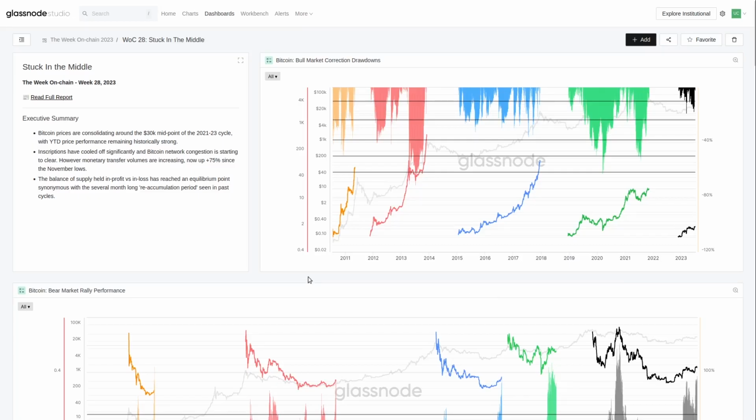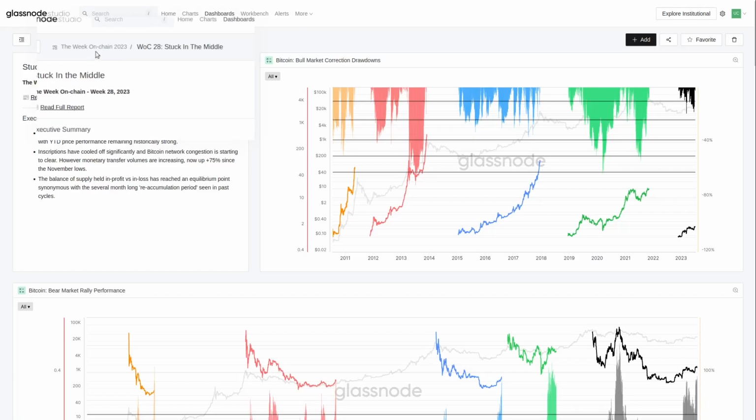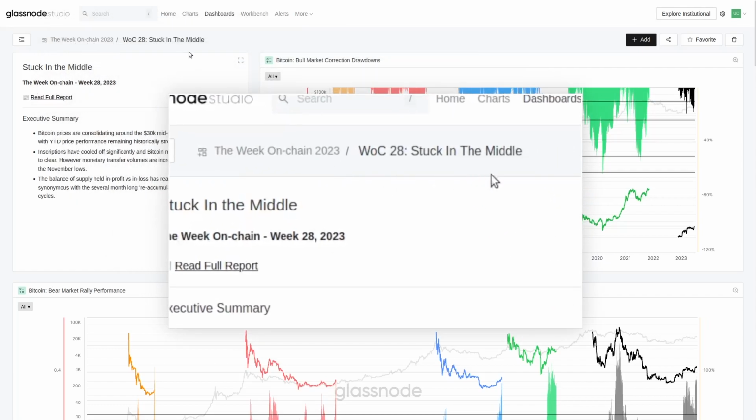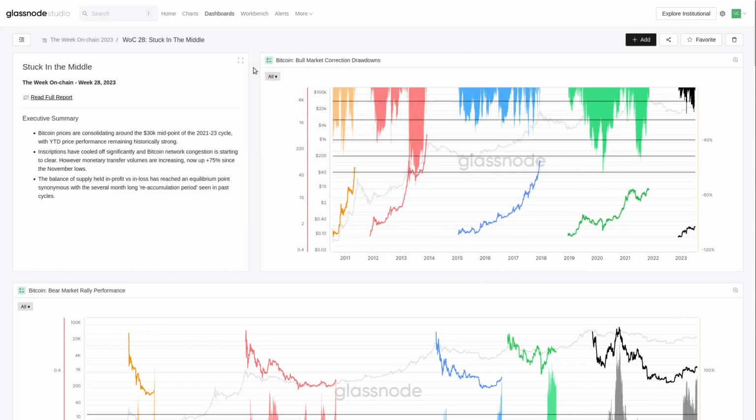Okay, so as I mentioned, we're going to start by looking at price performance. And here we are in our Week On Chain dashboard. By the way, you will find all of these underneath the Week On Chain category inside your Insight dashboard. So you'll be able to get access to all of these dashboards live after the fact.